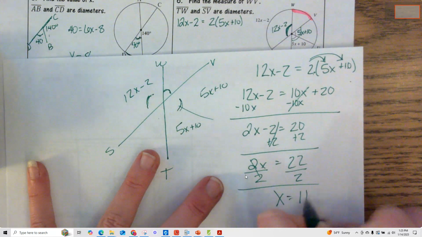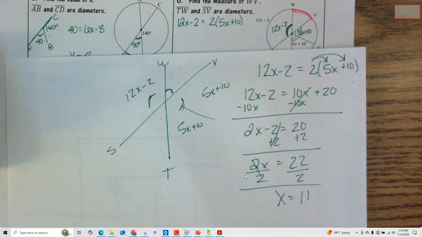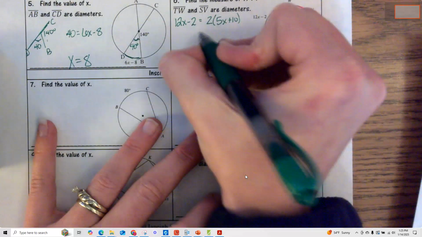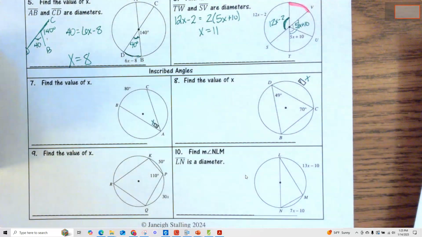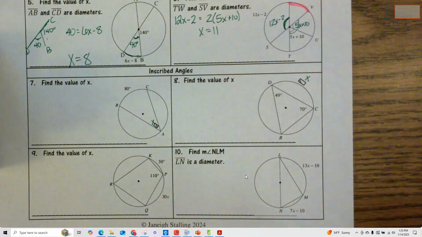So again, your brains are making them harder. You're so used to fearing them and doing them by hand. They seem overwhelming, but you guys are getting it. You guys know what you're doing. So x equals 11. All right, here's the last part of this one.